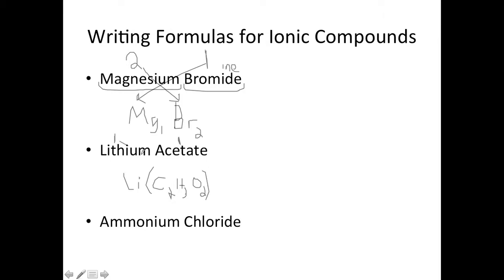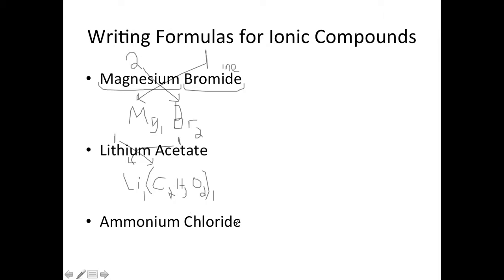I'm going to bring my numbers down and across. This one's going to come over here to the acetate. This one's going to come over here to the lithium. And so I'm going to label it Li1, C2H3O2, and I'm going to put my 1 outside the parentheses because I have 1 acetate. You don't really have to write the 1s, but it doesn't hurt to do it. Let's try to do one more.